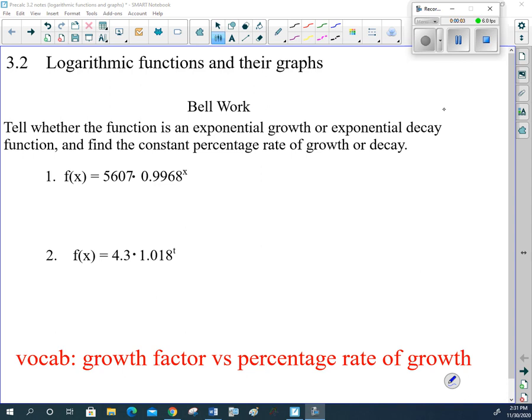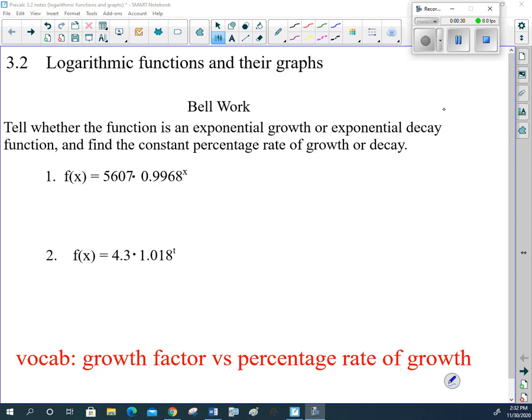Okay, in this section we are going to be graphing the log function, and so we're going to be learning about that. Before we start though, on our bell work, I just wanted to highlight the difference between these vocabulary words: growth factor versus percentage rate of growth. Those don't mean the same thing. Growth factor is actually what B equals.